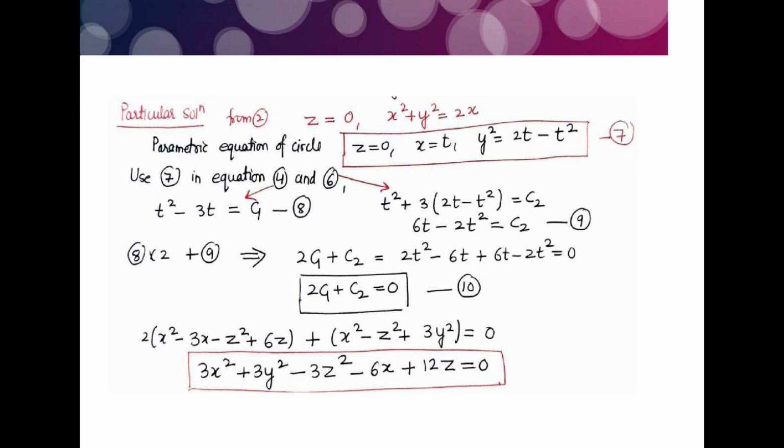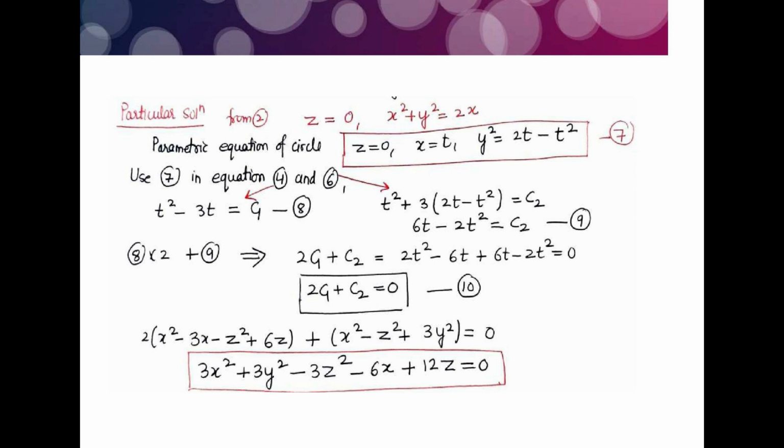Now we use this 7 in equation number 4 and 6, the integral surfaces or the curves. Then equation 4 reduces to, use this relation 7 here, t square minus 3t equal to c1 given by equation number 8. And the second integral curve 6 reduces to t square plus 3 times 2t minus t square, this is equal to c2. Simplify this, we have equation number 9.